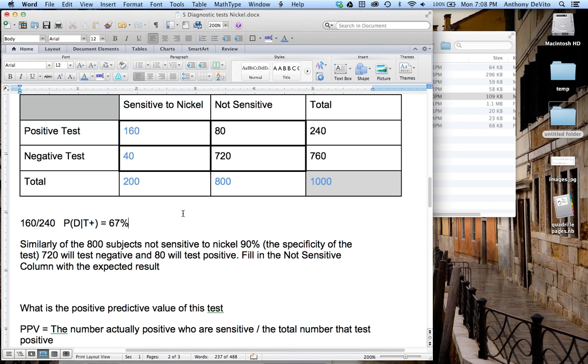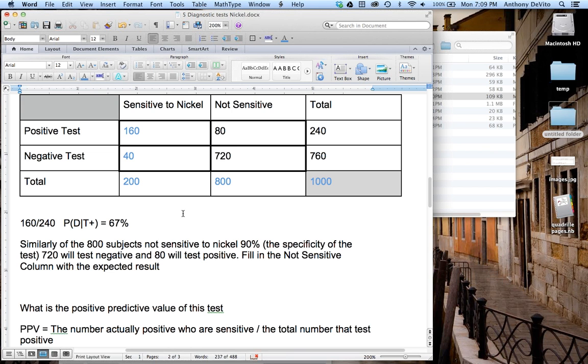Roughly. Okay. So in other words, if you tested positive, whoa, that doesn't mean you have the disease. Because 33% of the people that test positive don't have a nickel sensitivity. So this tells us how likely it is you have the disease given that you've tested positive. What's a good name for that? That's the value of a positive test. It's the positive predictive value.